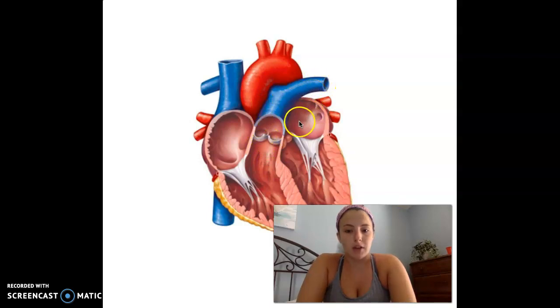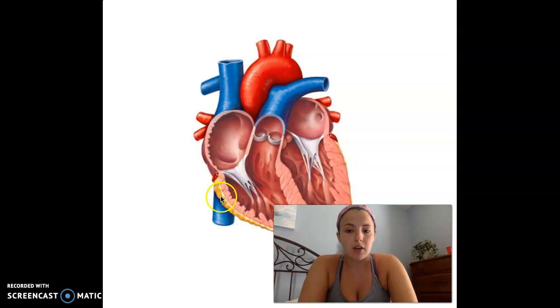Then we have the left atrium, which receives blood from the pulmonary circulation and pumps it into the left ventricle, which will then pump the blood out into the aorta, and that will distribute throughout the rest of the body.